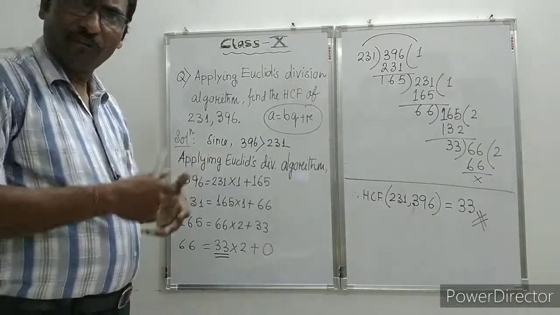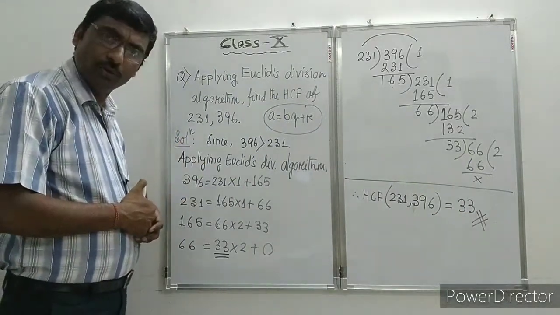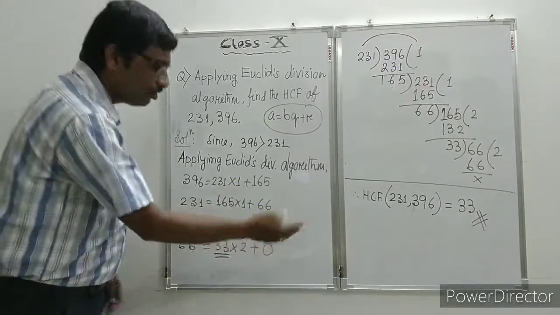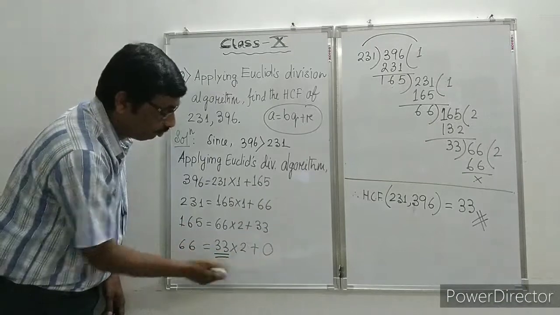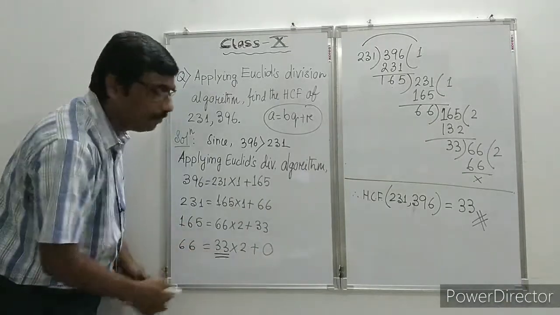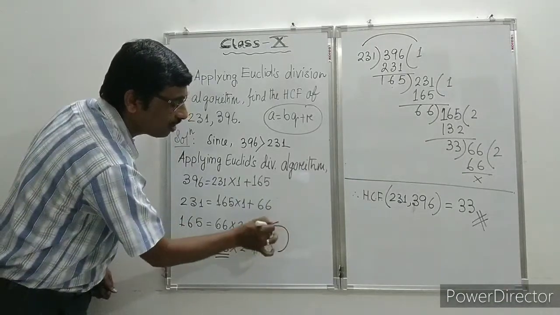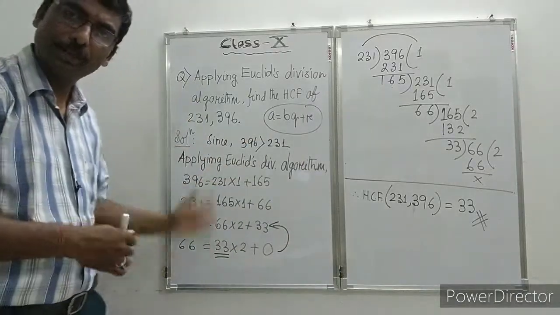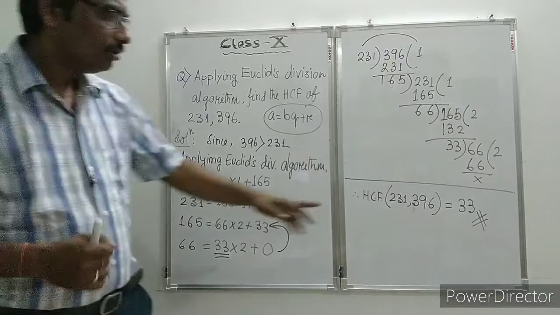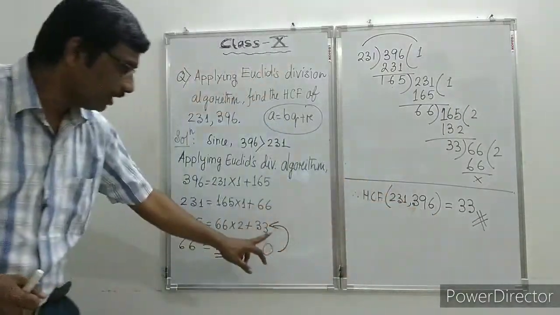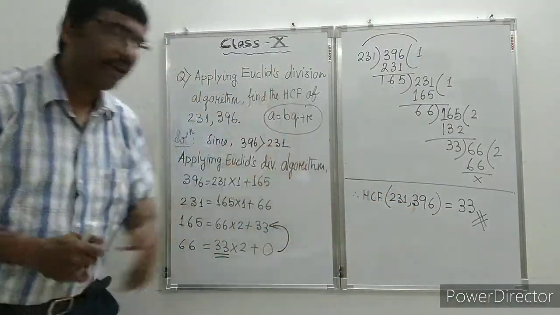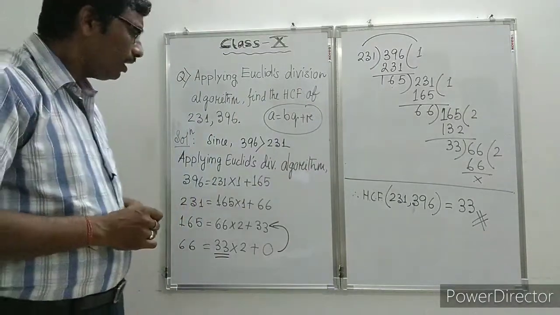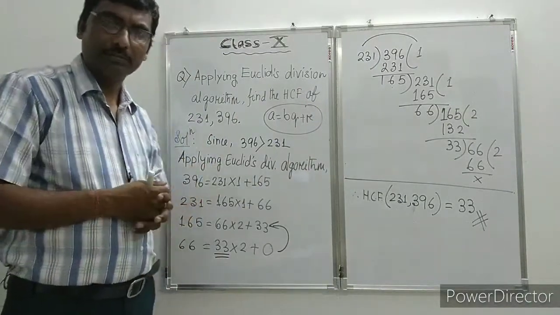Sometimes the students may get confused. Then what to do? Very simple, no need to be confused here. As soon as you get the remainder 0, if you are confused about what the HCF will be, you look at the last non-zero remainder. That is the HCF. Both are the same. So the last non-zero remainder is how much here? 33. So therefore the HCF is 33. Okay, clear?